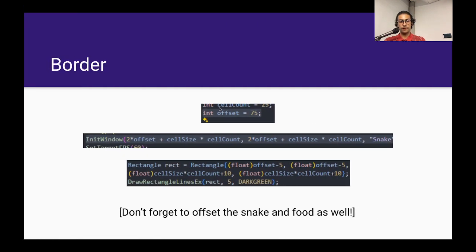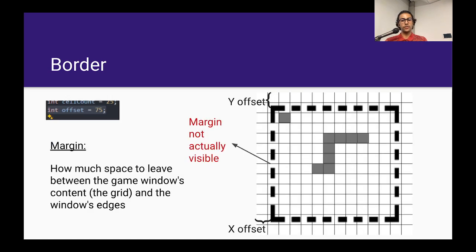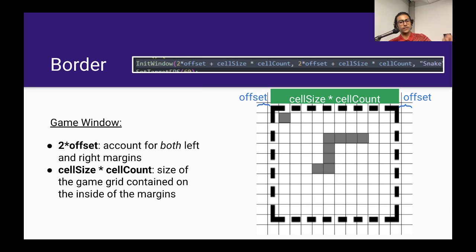Cool. Now we also want a border within our actual game window. And how this is going to work, let me explain. The offset is essentially added beyond the game margin. This is how we've defined our window. So you've got an offset on both sides. And this is your playable area. So cell size times cell count is the middle portion within the black dots.